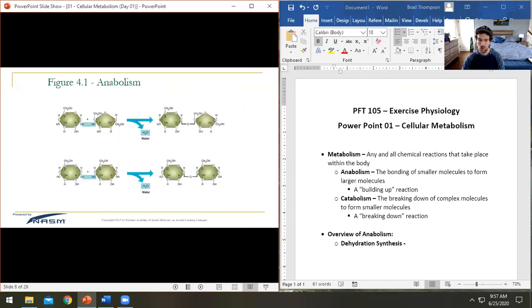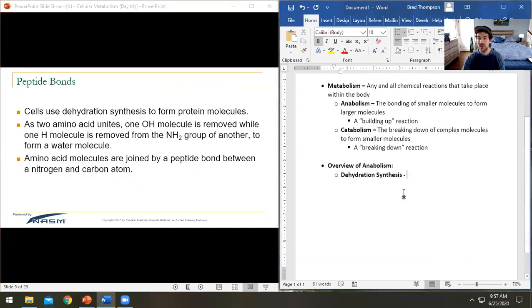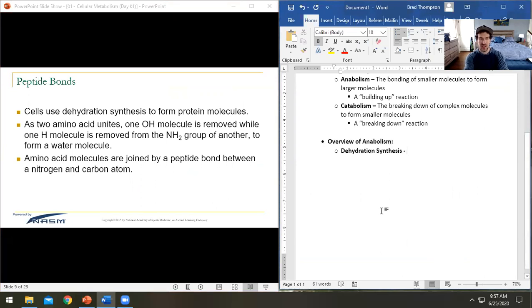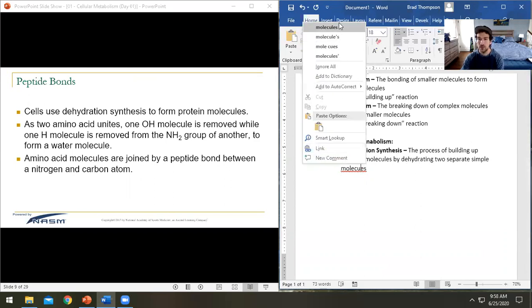Nope. All right. So let's put a definition down here for dehydration synthesis. It is the process of building up complex molecules by dehydrating two separate simple molecules, okay?